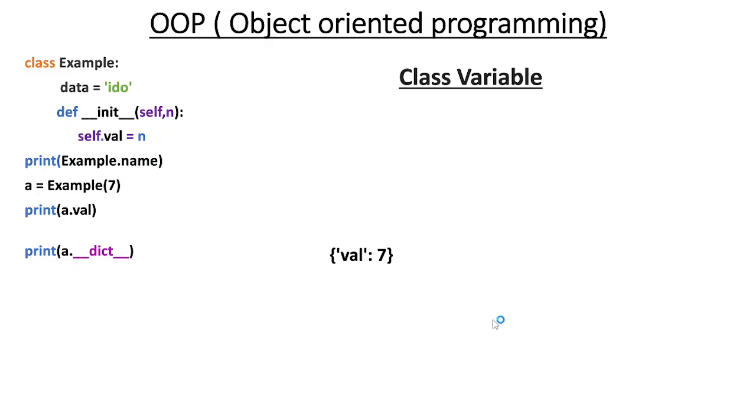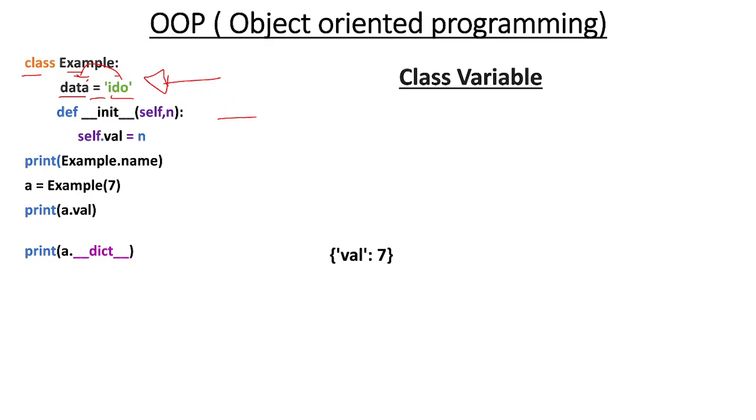So here we have a class called Example. So we have class Example colon, and here's the first example of a class variable. As you can see, first we have to write the name for our variable. We call it data, equal sign, the assignment operator, and we have a string data type of "idle". So "idle" has to be assigned to our class variable.